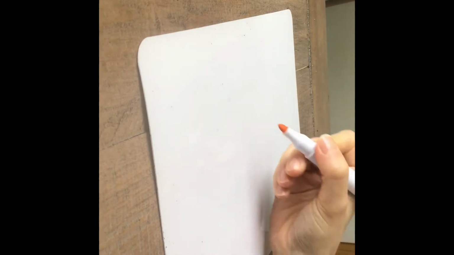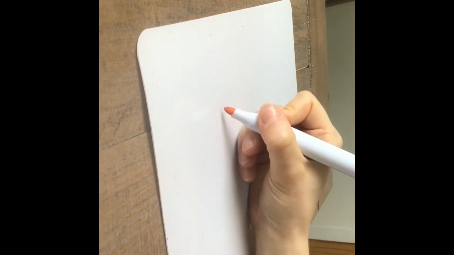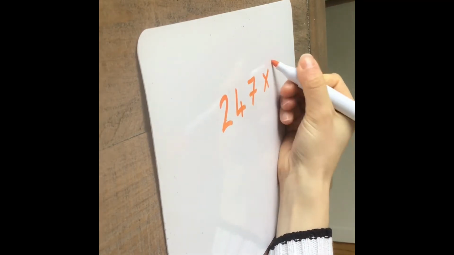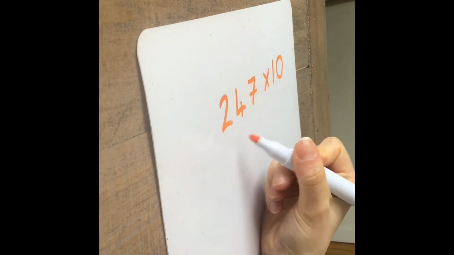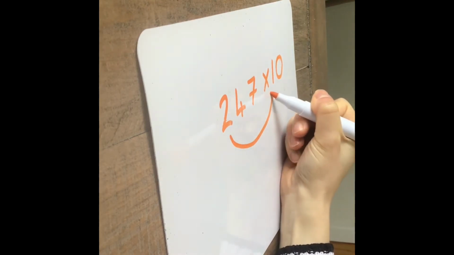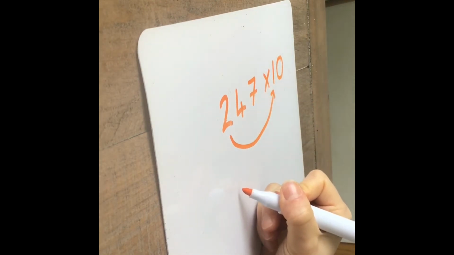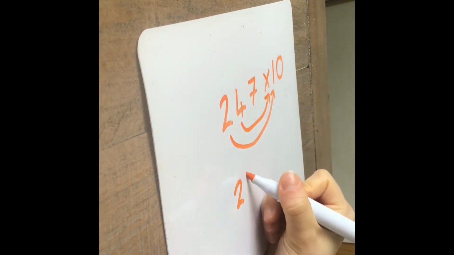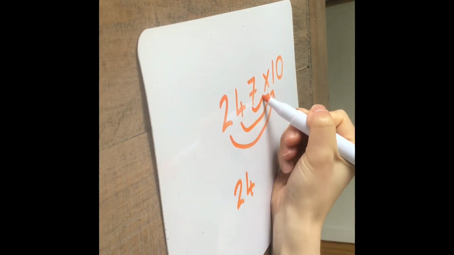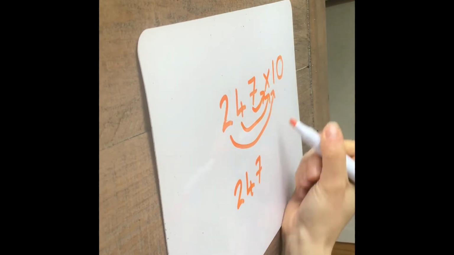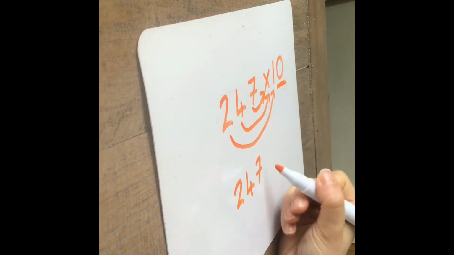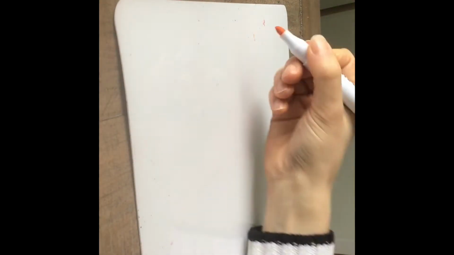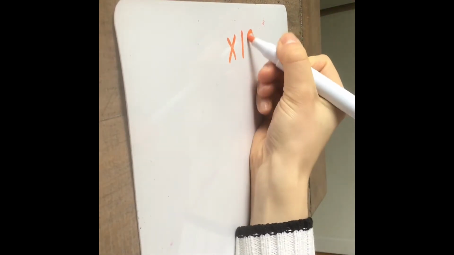And last week I introduced to you the SMILE method. So if we had 247 times by 10, we would be multiplying 200 by 1, which is 200. We'd be multiplying 40 by 1, which is 40, and we'd be multiplying 7 by 1, which is 7. And then how many zeros do we have in 10? We have 1, so we add 1 zero. So we know how to multiply by 10, okay?